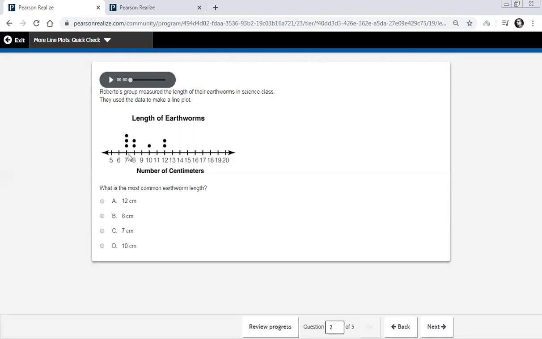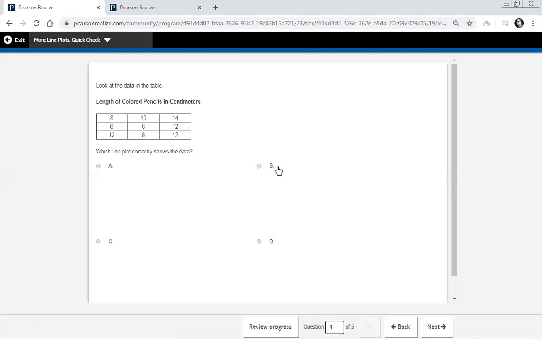Yes, 3 dots. How about 8? 2. And 10, only 1, but 12 twice. So you can see here that 7, yes, has been repeated more than 8, 10, and 12. That's why 7 is the most repeated or the most common length. We should choose 7. Excellent. Move to the next question.